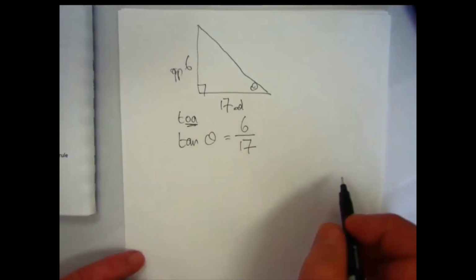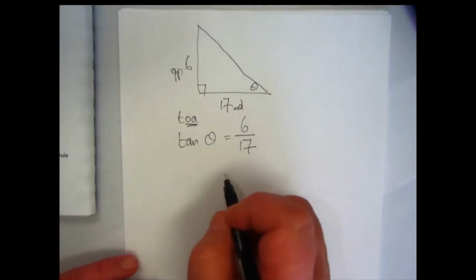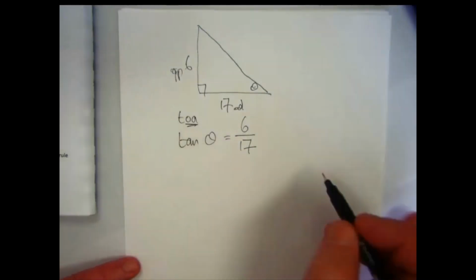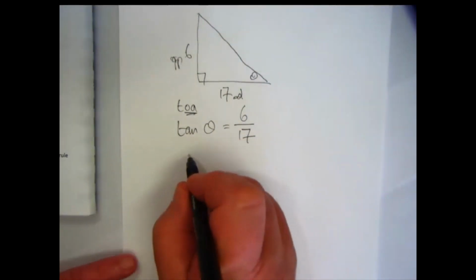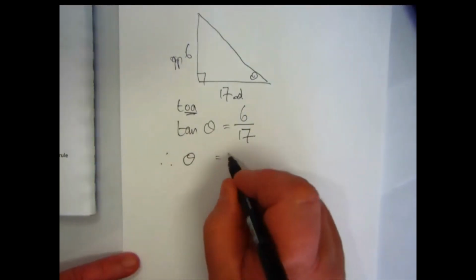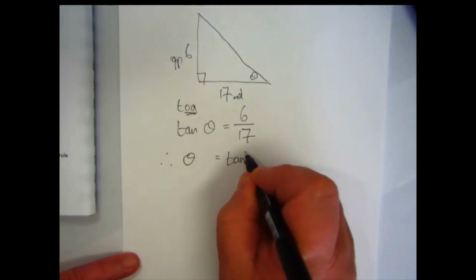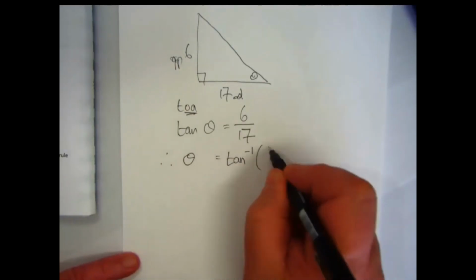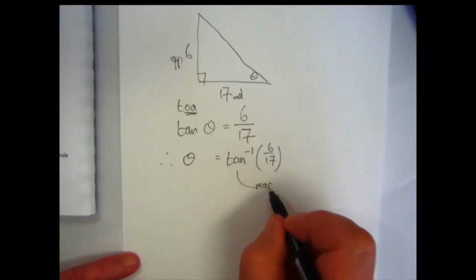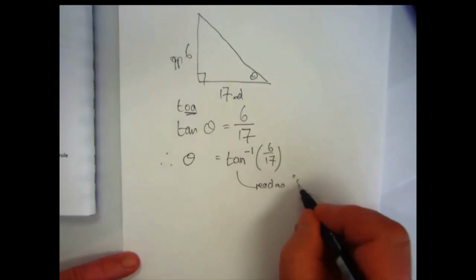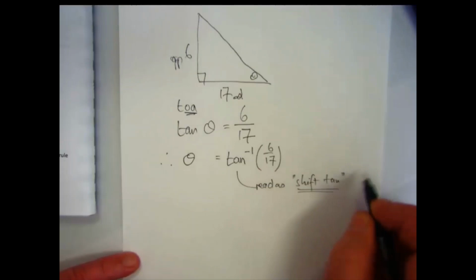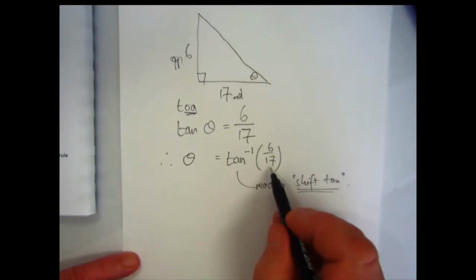Now the question is, how do I write this out to convince the examiner that I know what I'm talking about? Watch this, the next line is particularly important. I now write down, so therefore theta equals, and this is what we do. We write down tan to the negative 1, and we put in brackets 6 over 17. Now you read this as shift tan. In other words, we've got a ratio, we want to get back to degrees.